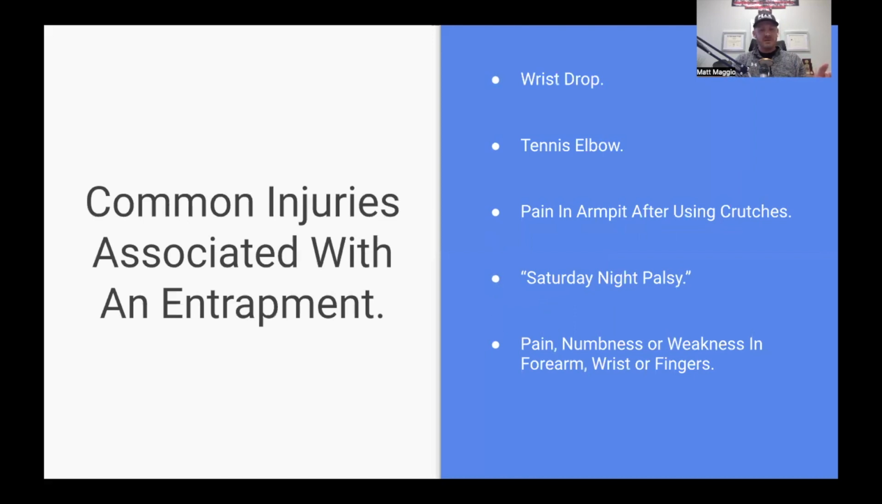So some common injuries associated with an entrapment. First one is going to be wrist drop, basically where the wrist just drops because those muscles' job is to help do this motion in there, and they can't. The wrist will start to drop in there.